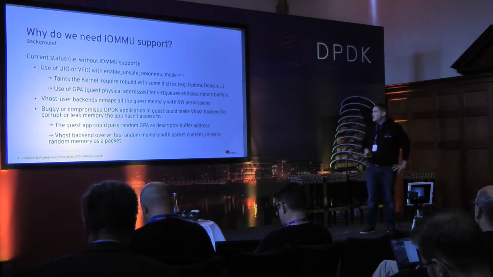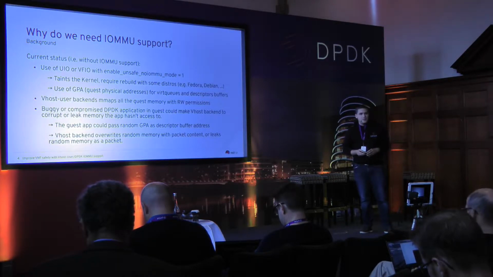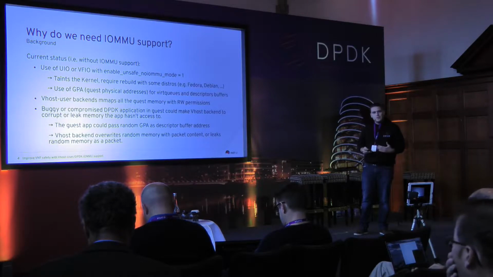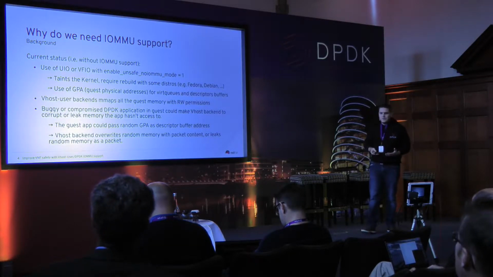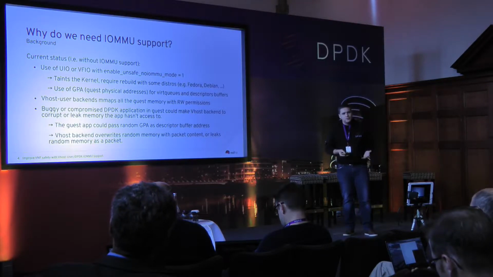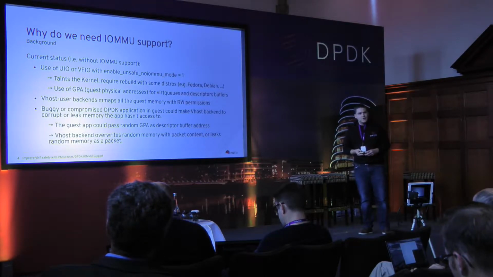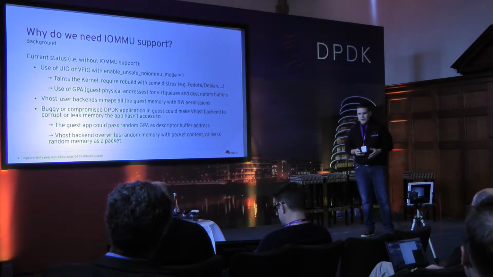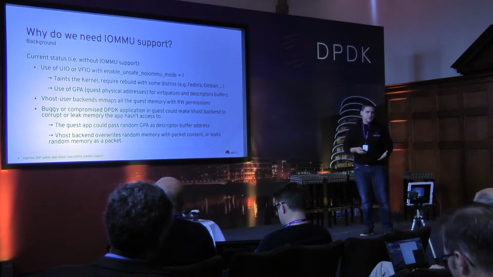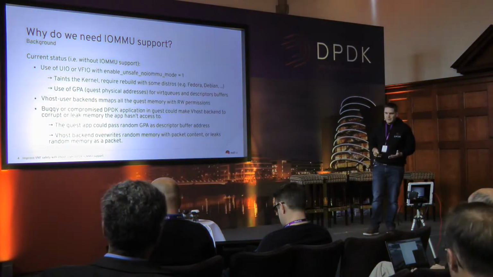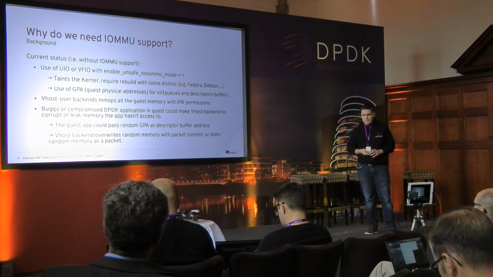Okay, so why do we need IOMMU support? Today, when you use a Virtio PMD in the guest, you either have to use UIO or VFIO, but in an unsafe mode. When using VFIO, sometimes you need to rebuild your kernel because the unsafe mode is disabled by default. It also means that you use guest physical addresses as pointers for virtqueues and descriptor buffers. And this is problematic because on the host side, the Vhost-user backend maps all the guest memory.